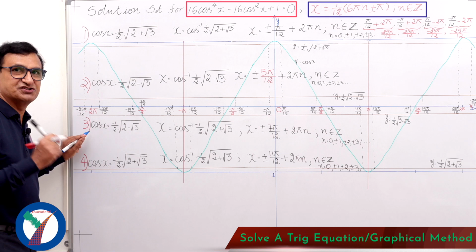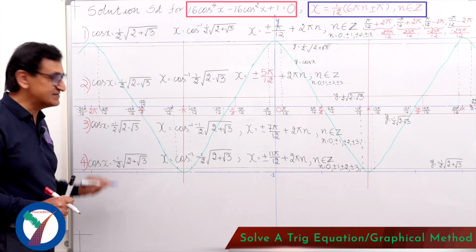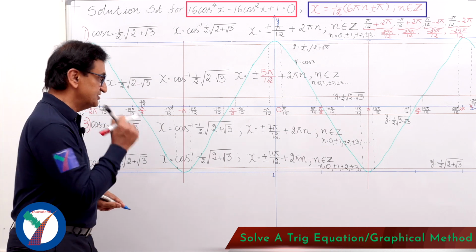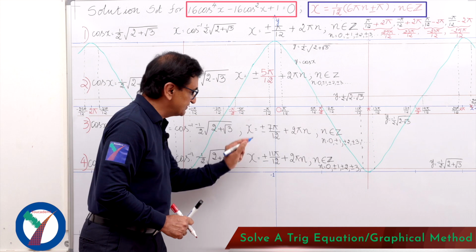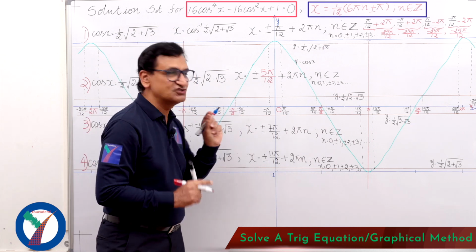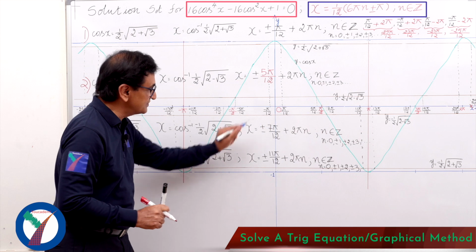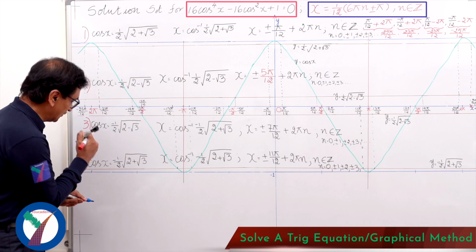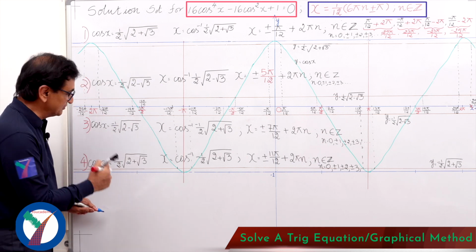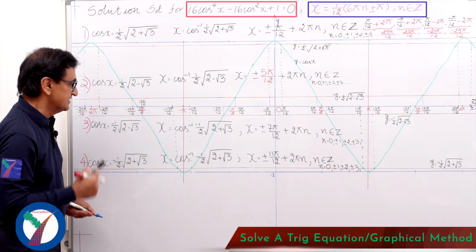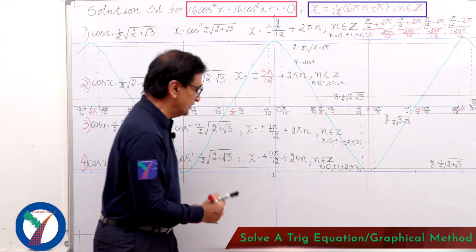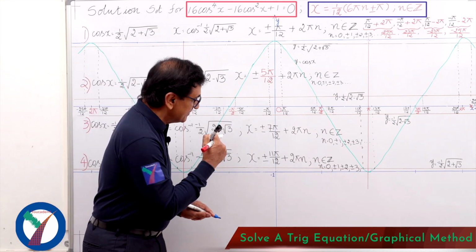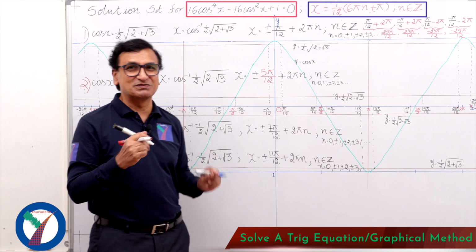Then let's take equation number 3. Cos x equals minus 1/2 multiplied by square root of 2 minus square root of 3. The general solution is x equals plus or minus 7 pi by 12 plus 2 pi n. Therefore, the principal value is plus or minus 7 pi by 12. And finally, let's come to equation number 4, which is cos x equals minus 1/2 square root of 2 plus square root of 3. And the general solution is x equals plus or minus 11 pi by 12 plus 2 pi n, where plus or minus 11 pi by 12 is the principal value.